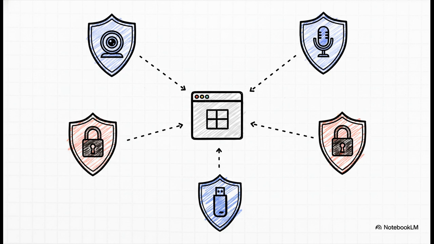And the last major layer is resource isolation. This one is all about protecting your physical privacy. The sandbox puts a lock on your computer's hardware. We're talking your camera, your microphone, even your USB ports. A website can't just flip on your mic and start listening in. It has to pop up and ask for your permission first, every single time.